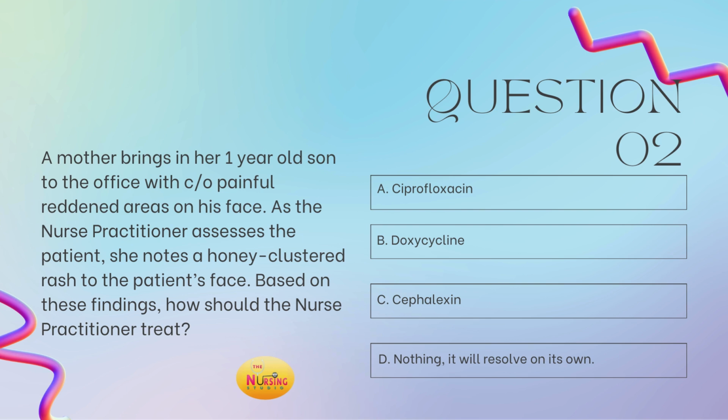Impetigo. I say impetigo. But when I say honey cluster, you should think instantly impetigo, right? Right? Yeah. So how do you treat that? So is it A, ciprofloxacin? No. B, doxycycline? No, this is a 1 year old.